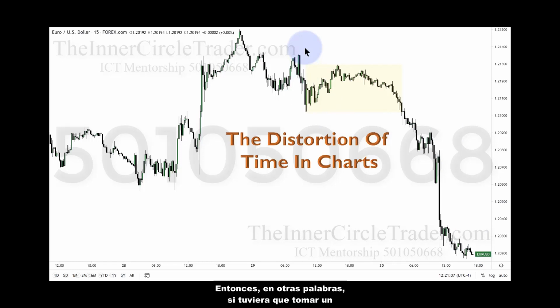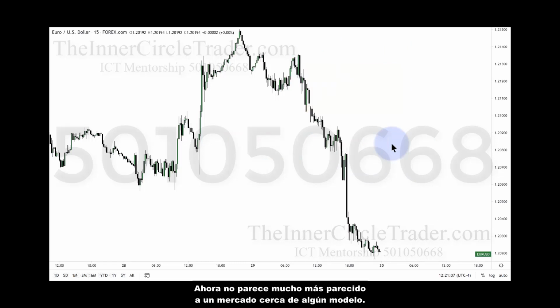So in other words, if I was to take an image editor and just simply cut this whole area out of the chart, and it was able to just swing this and fill in the part I took out, the chart would look like this. Now, doesn't that look a lot closer to resembling a market maker sell model? You don't have that distortion in here.